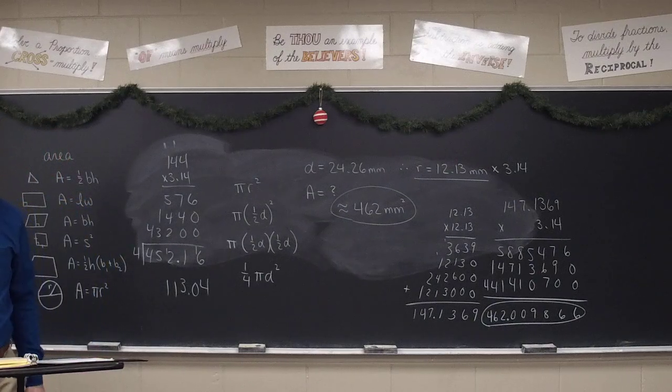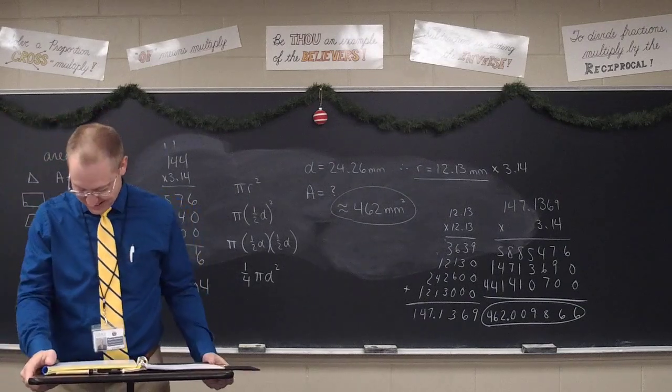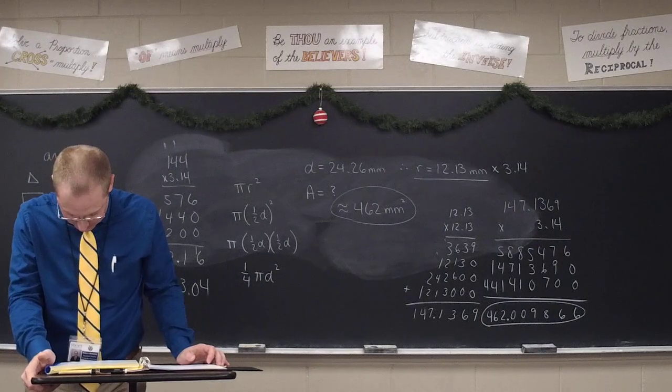Number 12. Read that one for us, Sam. 11 was annoying. Number 12. A circular disc with a radius of 5 inches is cut from a sheet of metal. What is the area of the disc?